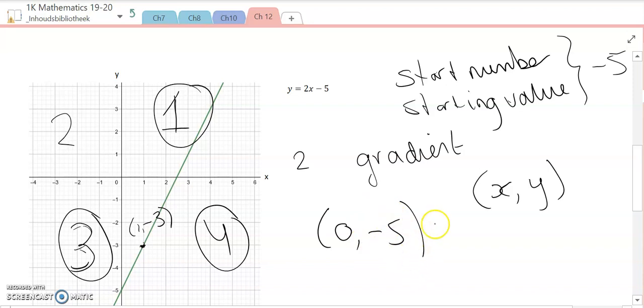You can always find the start number, the starting value, in the formula if you fill in x is 0. If you do 2 times 0 minus 5, then y is 2 times 0 is 0, 0 minus 5 is -5. That's because on the vertical axis, the y-axis, the x value is always 0, because it's on the y-axis. So please remember that if you fill in 0 for x, you will find the starting value or the start number.